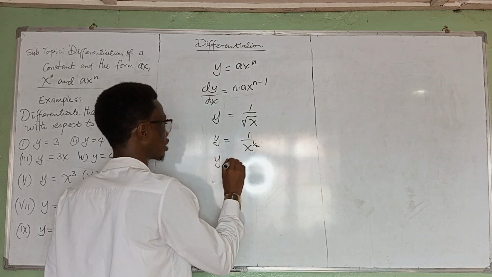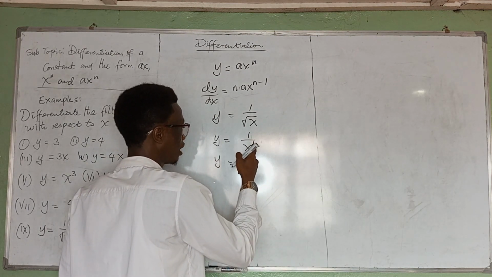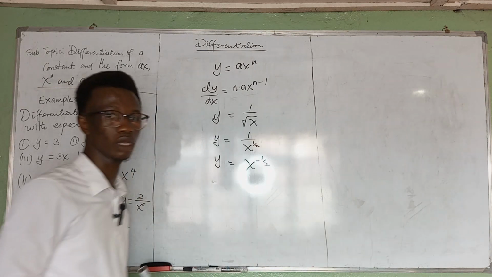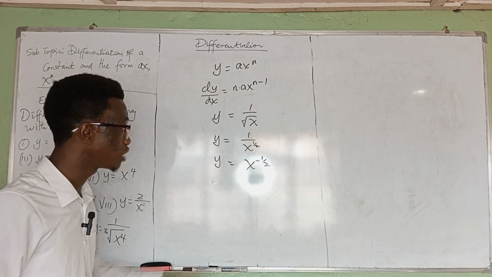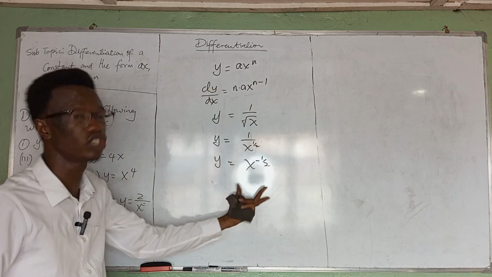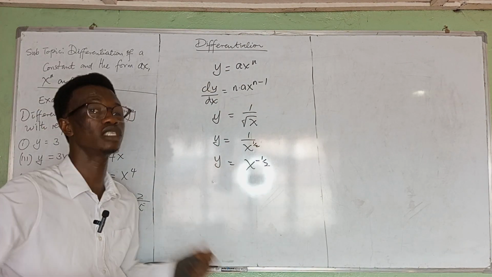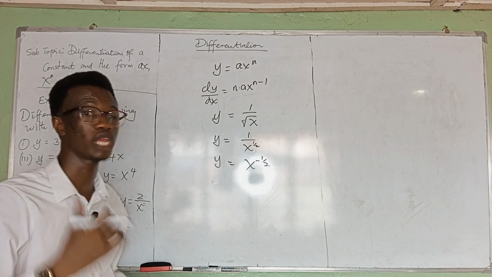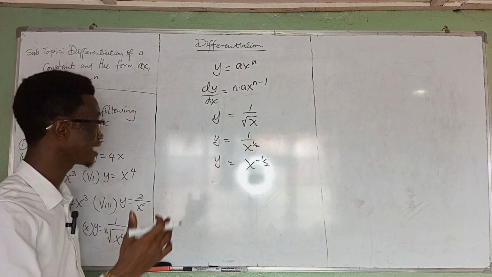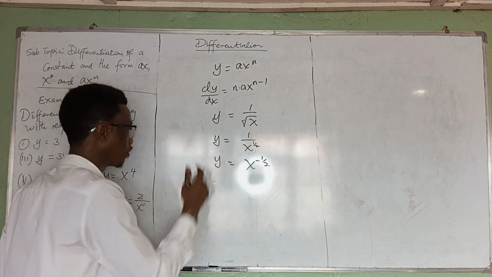So it becomes y equals x raised to, remember, if I don't do the 1 again, this becomes minus half. Okay, so everything that I've done here is just the same as this. I've just changed it into a different form that will enable me to differentiate this one. Now the next part is for you to differentiate.